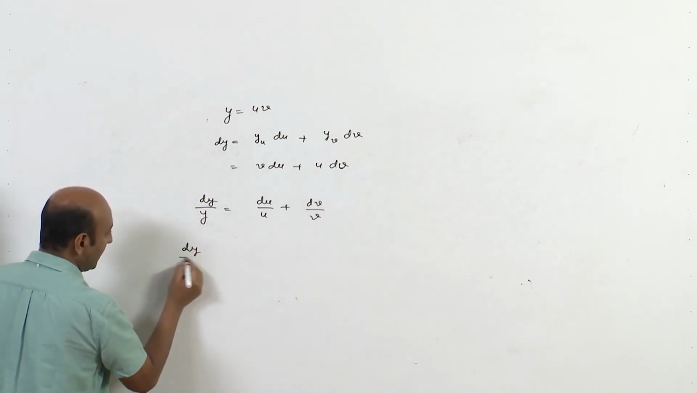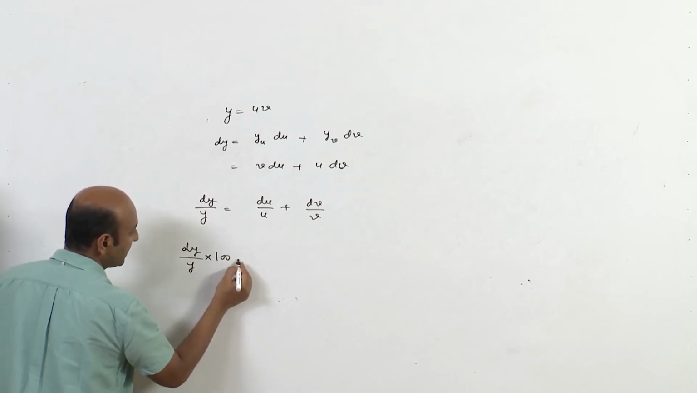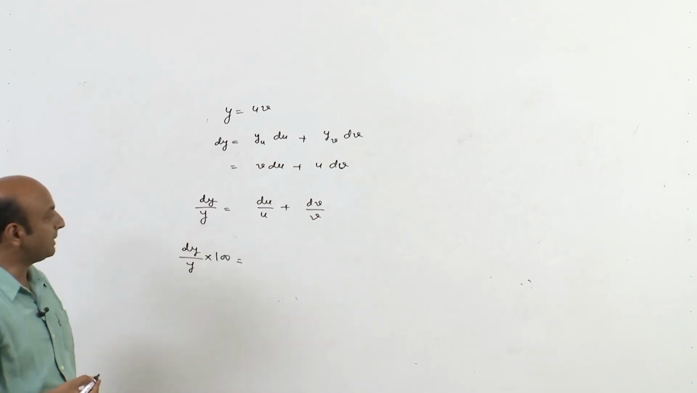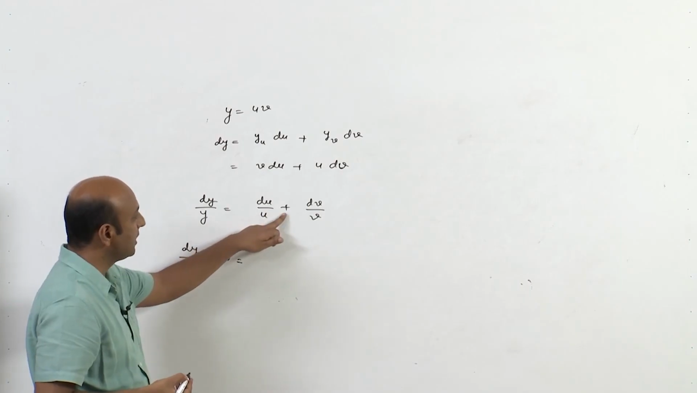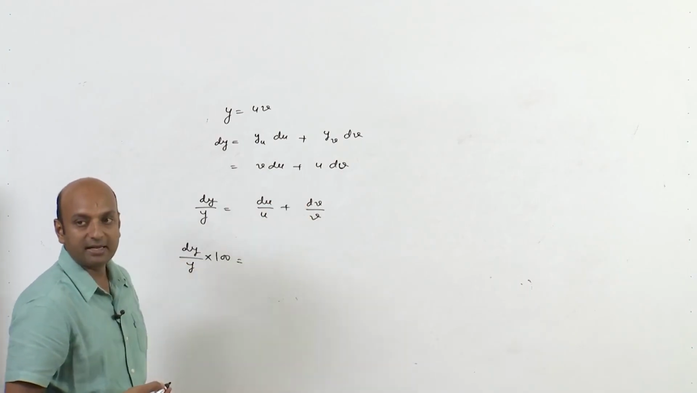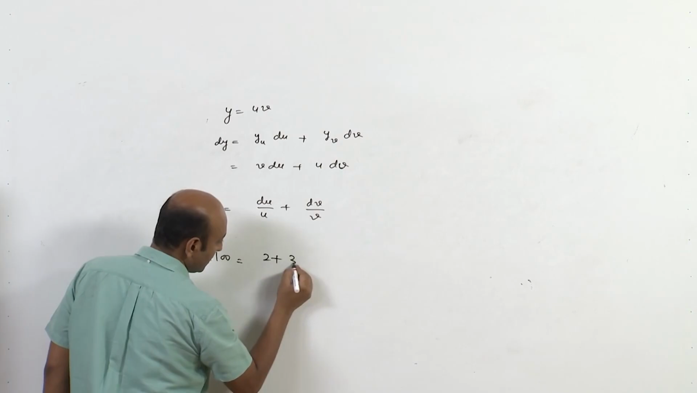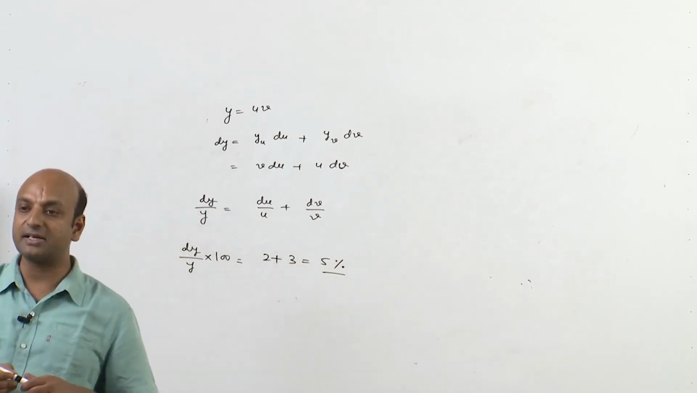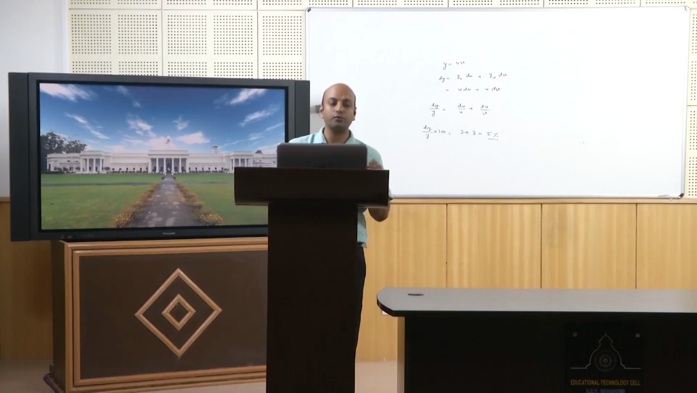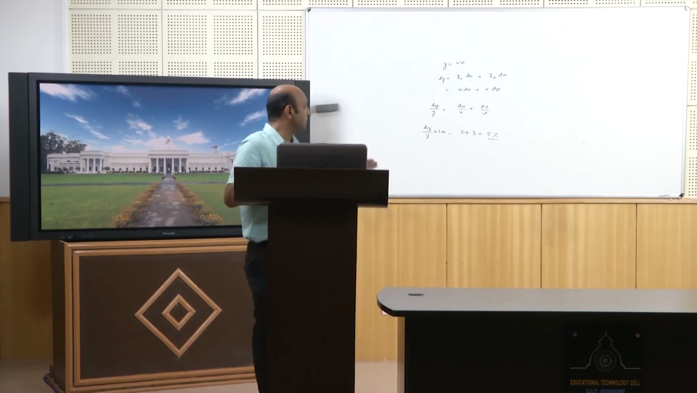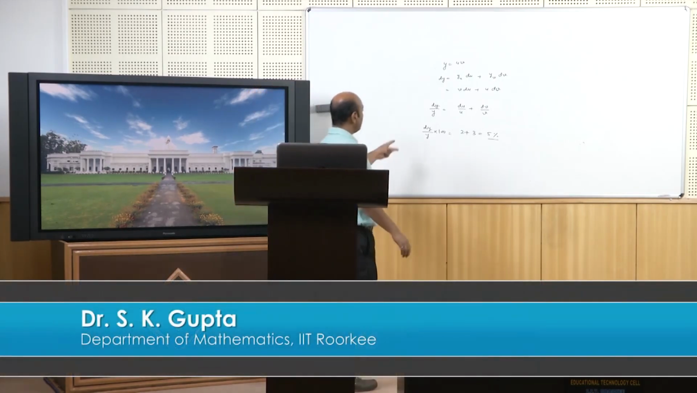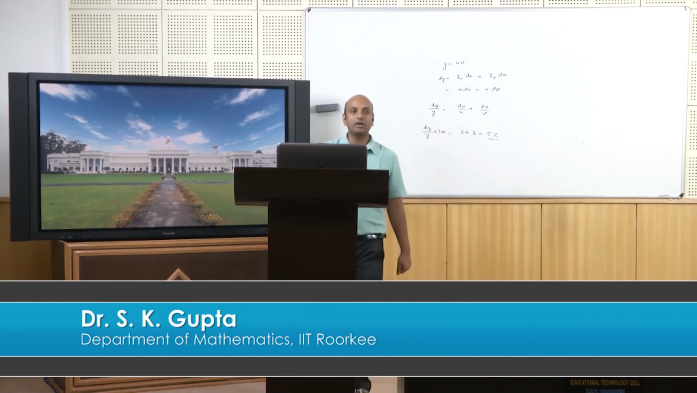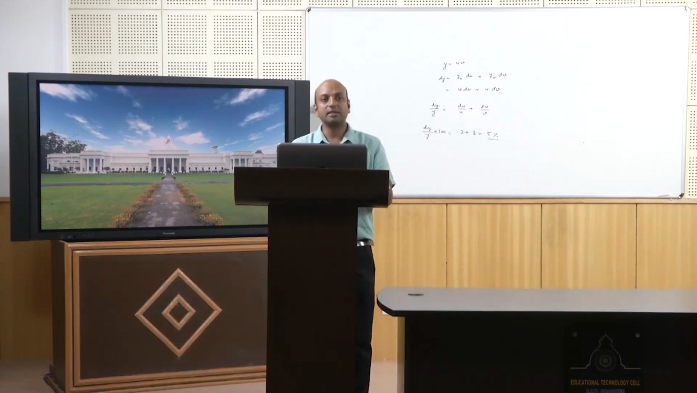So, dy upon y into 100, that is a percentage change in the value of y, will be the percentage change in the value of u plus percentage change in the value of v, that is 2 plus 3, that is 5%, because it is given to us that 2% is the percentage change in the value of u and percentage change in the value of v is 3%, but the corresponding change in the value of y will be 5%. So, that is how we can solve problems of this type. So, thank you very much.